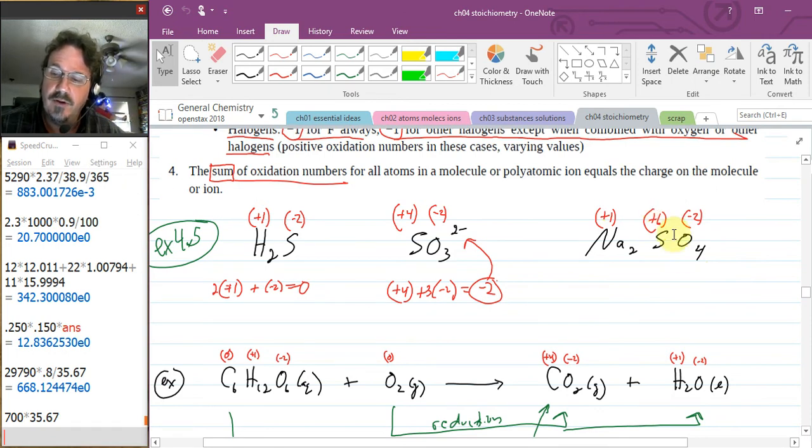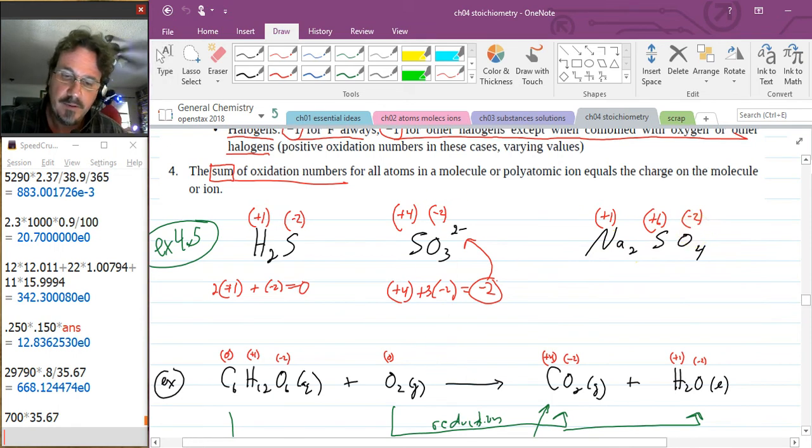Alright. Now if you notice, all that adds up to 0 for the whole entire compound. Because I'm going to have 2 of these, so that's a +2. I have this sulfur, which is plus 6. So far I'm up to plus 8. Then I got 4 negative 2s. That's a minus 8. Sure enough, it goes to 0.